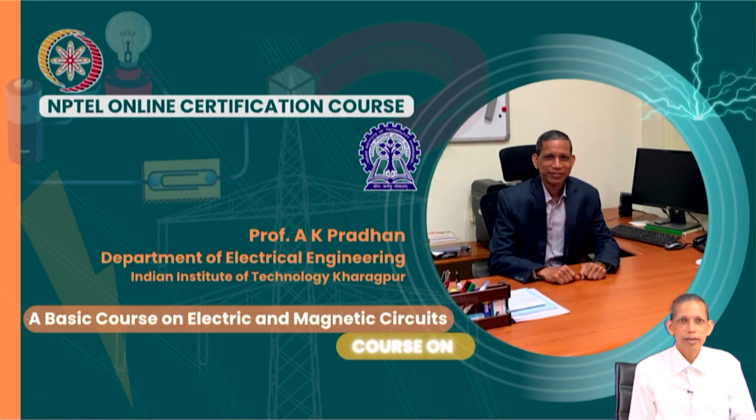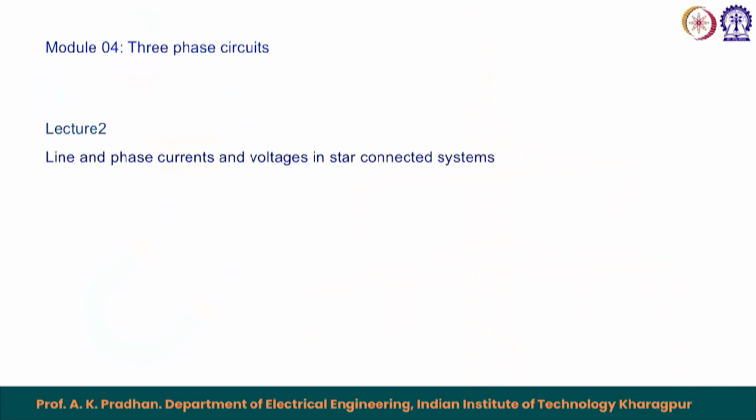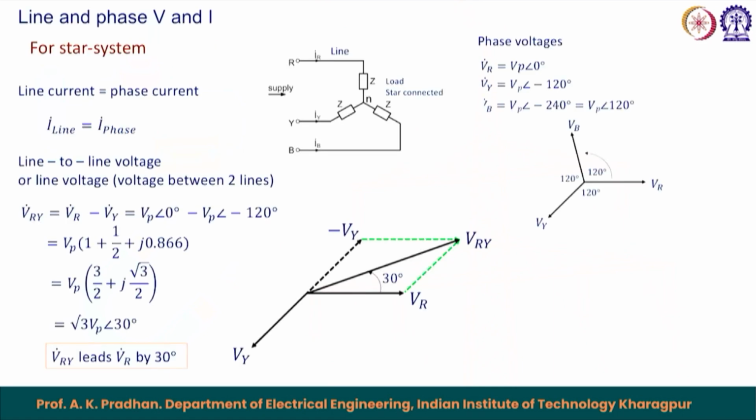Welcome to NPTEL, a basic course on electric and magnetic circuits. We are in module 4 dealing with 3 phase circuits, and lecture 2 is on line and phase currents and voltages in a star connected system. So, let us go into details about the star connected system and what the corresponding line voltages and currents are.